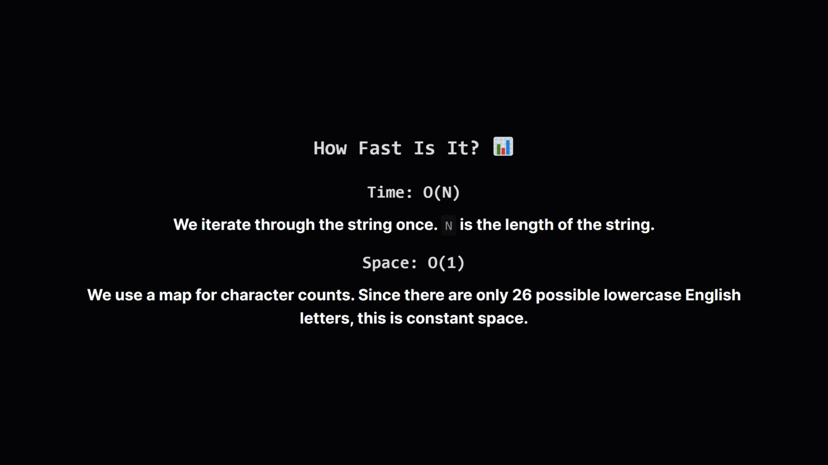For space, we use a map to store the counts, but since the problem uses only lowercase English letters, there are at most 26 unique characters. This means our map will never grow beyond 26 entries. That's a fixed, constant amount of memory, so we call it big O of one space.